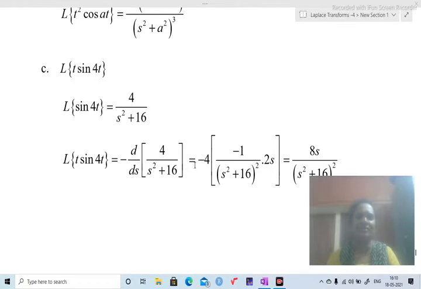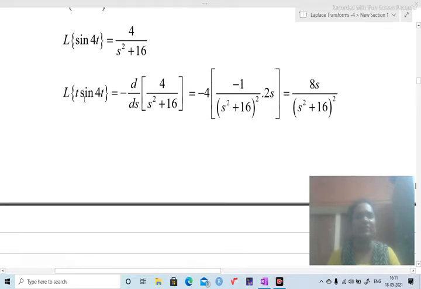Take 4 outside and use the formula 1 by x power n. That means minus the power of s square plus 16 is 1. That's why 1 by s square plus 16, 1 plus 1 is 2. Again the differentiation of this denominator is 2s. So minus into minus is plus, 4 into 2 is 8s by s square plus 16 whole square. This is the value of Laplace transform of t into sin 4t.